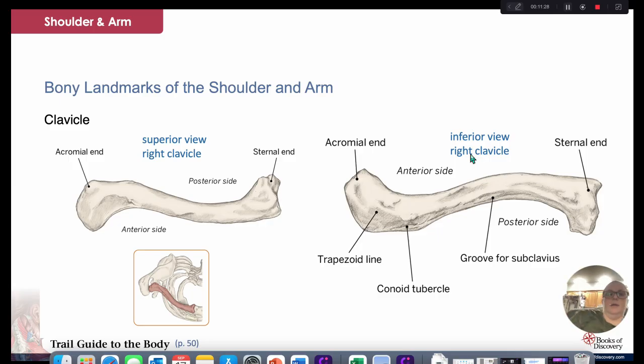All right, so there's two ends of the clavicle. There's the sternal end, which articulates with the sternum here, and the acromial end, which articulates with your acromion process.